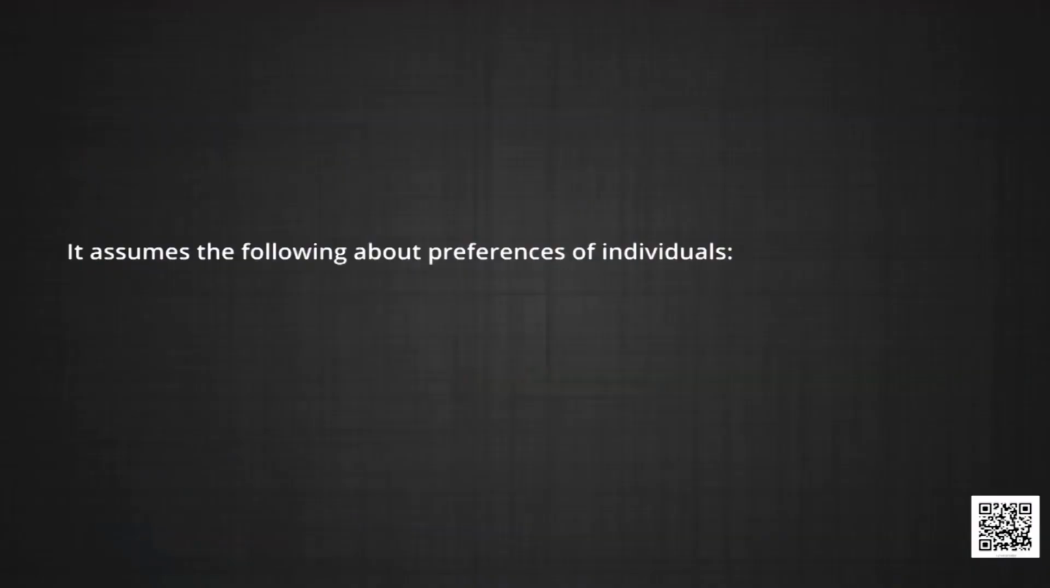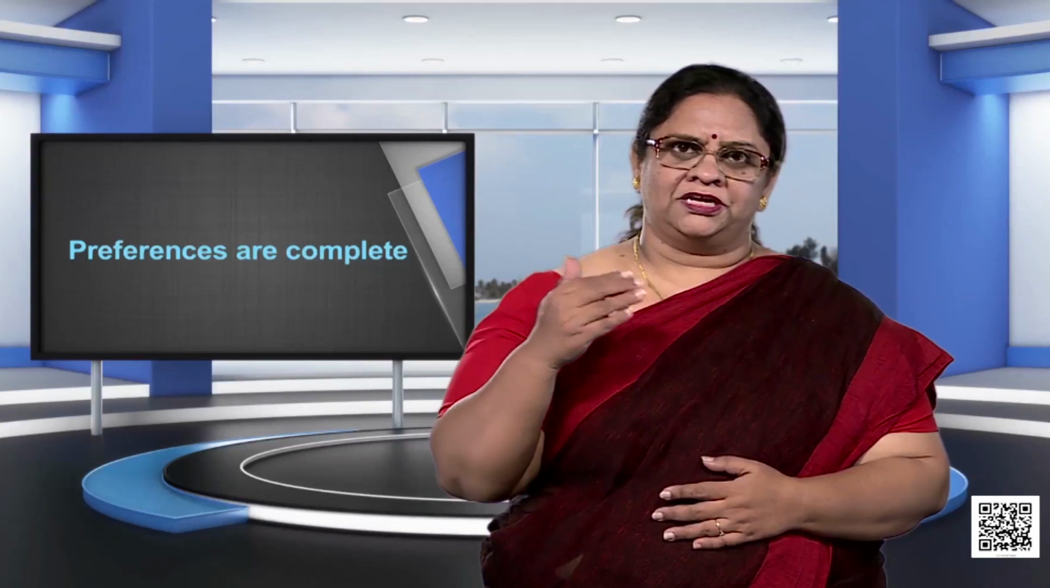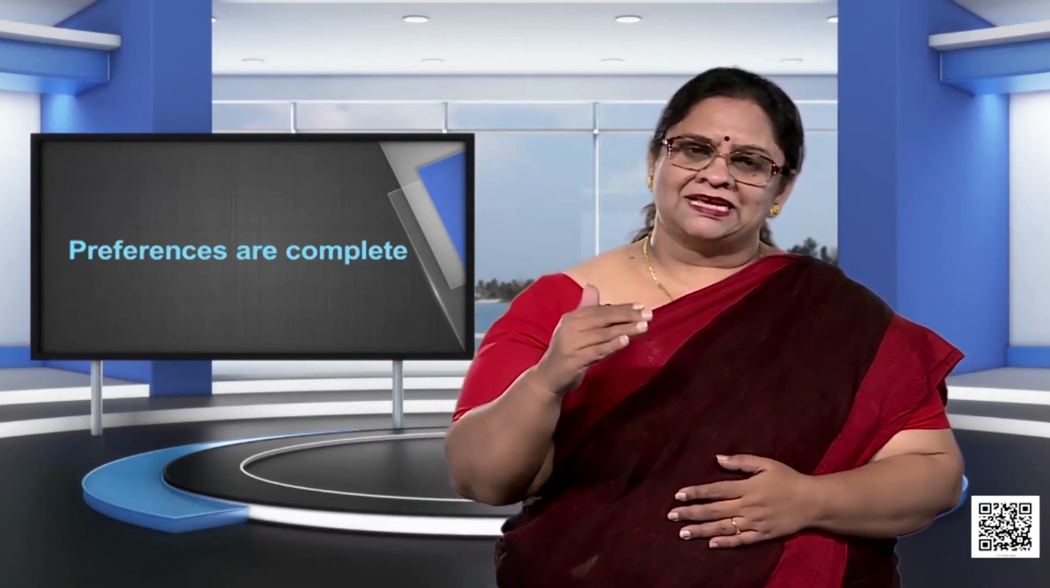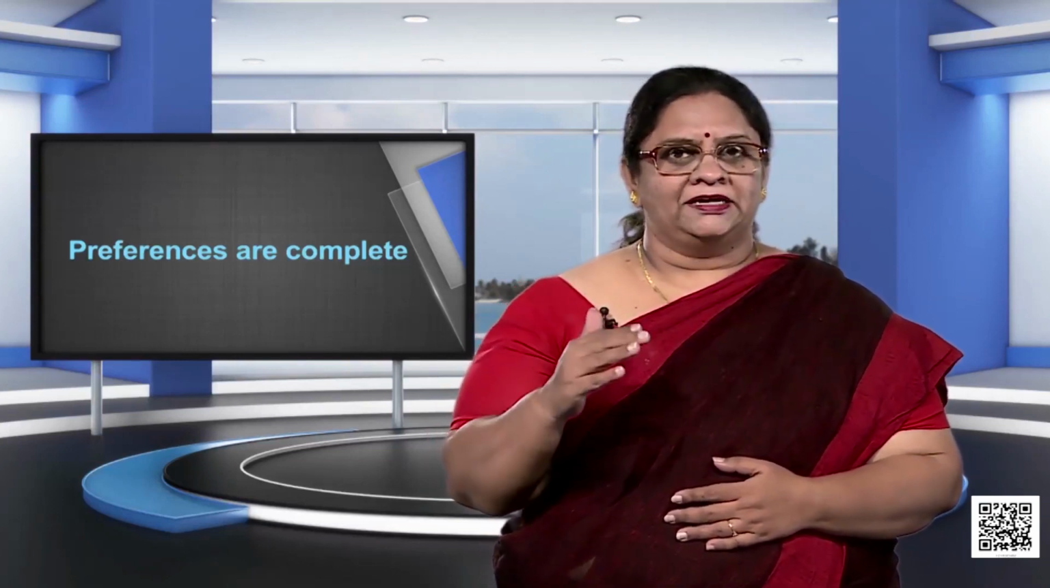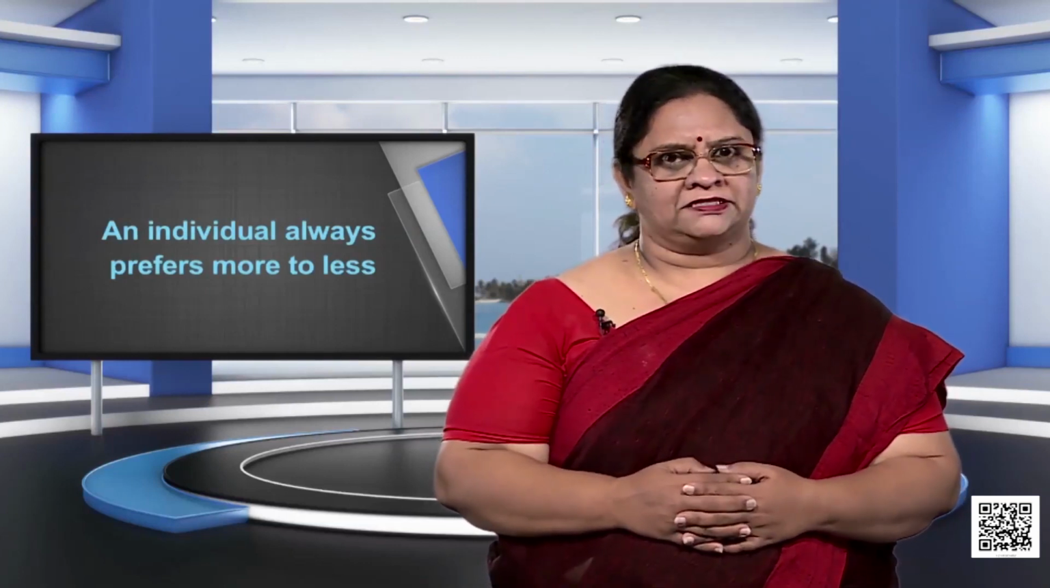It assumes the following about the preferences of the consumers. 1. An individual is able to rank all bundles in order of preference. Economists often state this as preferences are complete. So, I may like some bundles more than others and some bundles as much as others, but I can always draw up a complete ranking. 2. An individual always prefers more to less.